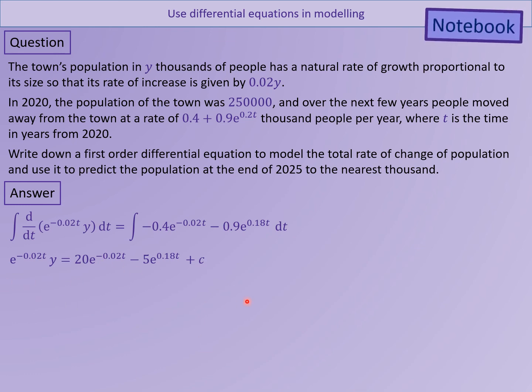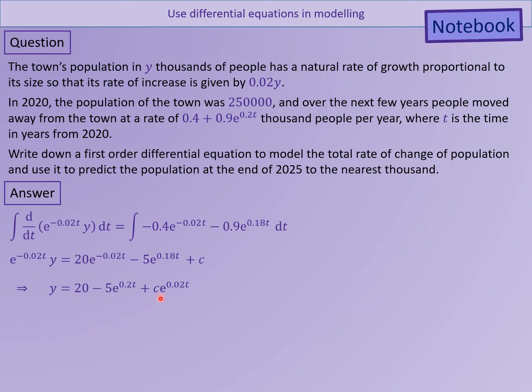I've solved it. I could do a bit of rearranging, maybe divide through by e to the minus 0.02t. And then once I've done that, that should tell me what y equals. So I get this answer. All right, so 20 minus, and notice on this part, the c value just stays at the front, and I've changed that to a minus. This bit here, I've added it on, so that's where that bit comes from.